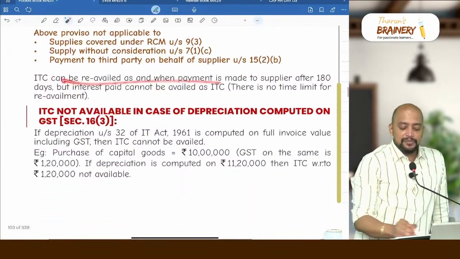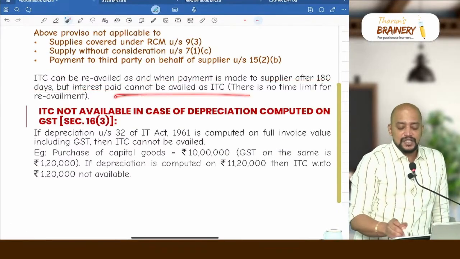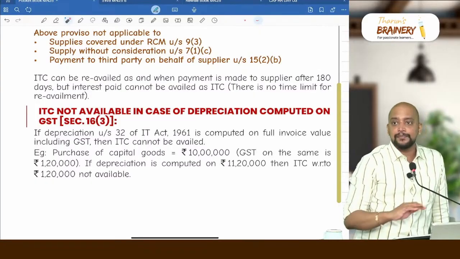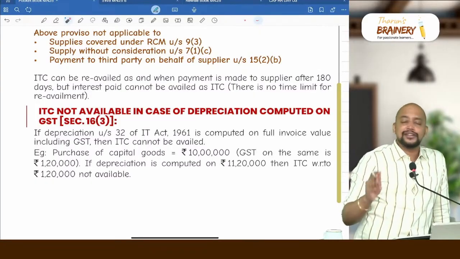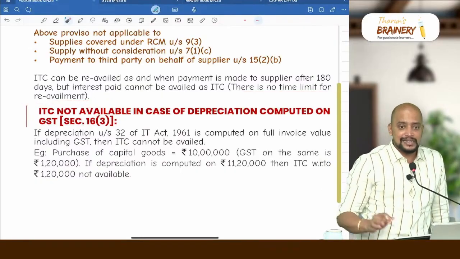Again, ITC can be re-availed as and when payment is made to the supplier after 180 days, but the interest paid cannot be re-availed as ITC. Interest paid is gone. That is a complete loss. And if you don't want to pay interest, you maintain sufficient balance in the ITC. There is no time limit for this re-availment.